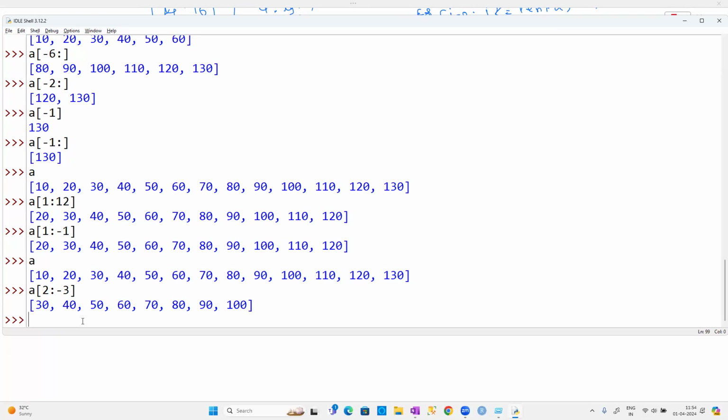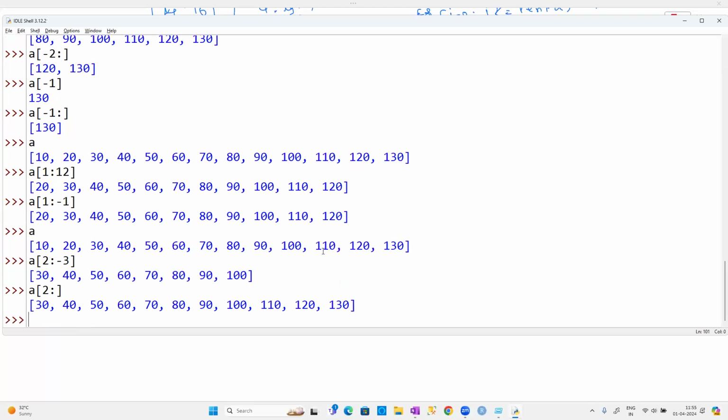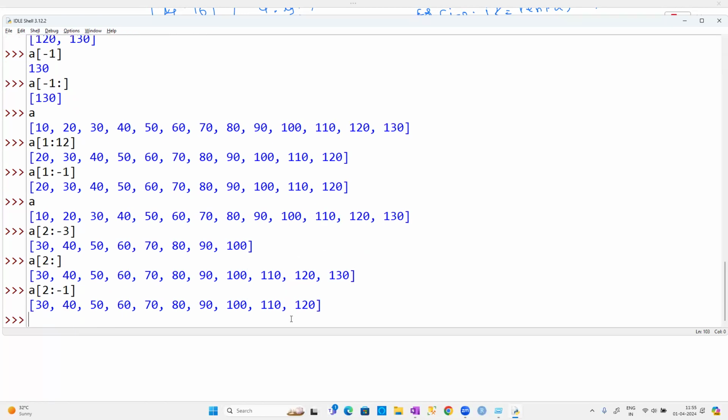Yes, sir. Okay. What is A of 2 is? I didn't specify the ending position. So up to which element will it go now? Till last. That means starting from 30 up to last, 130. Including 130 also it is going to come. If I said 2 is to minus 1, then it starts with the same thing. But what will it be now? Minus 1, included or not included? Not included, sir. So up to where will it come now? 120. 120 will come. That's it.